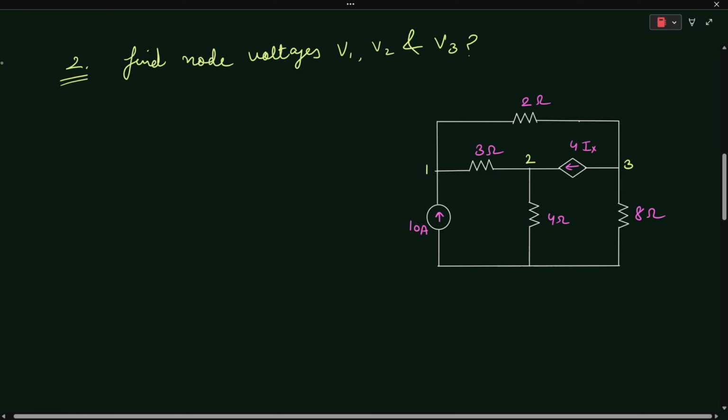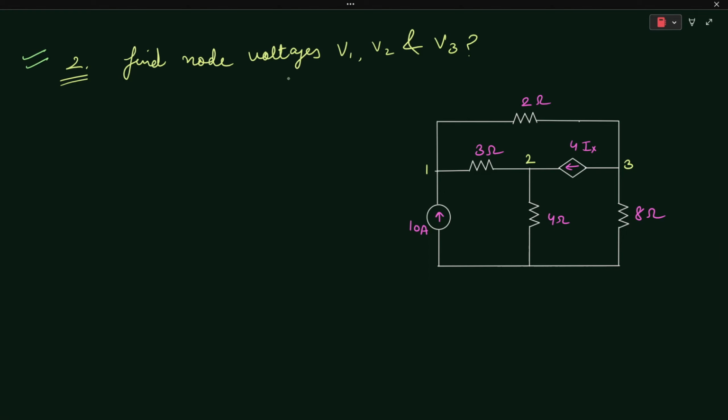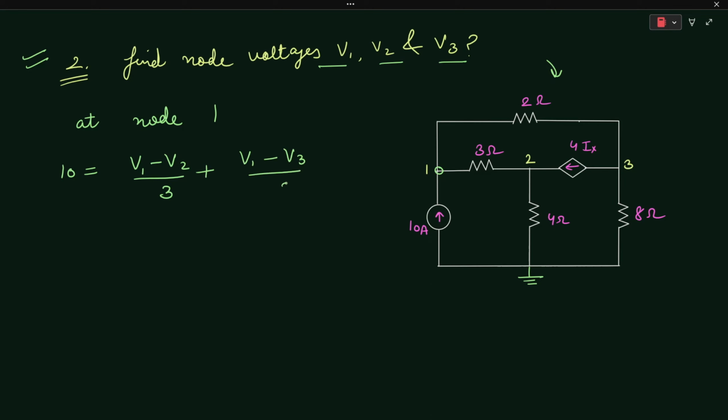Now let's solve the second problem. In the second problem, we need to find the node voltages V1, V2 and V3. Let's say in this diagram this is your reference node. On applying KCL at node 1, we can say that 10 is equal to (V1 - V2)/3 + (V1 - V3)/2.